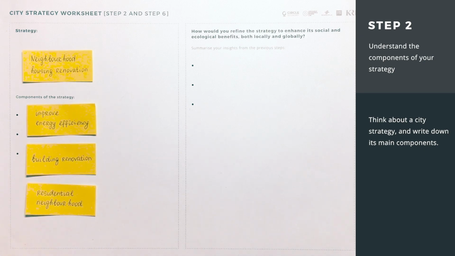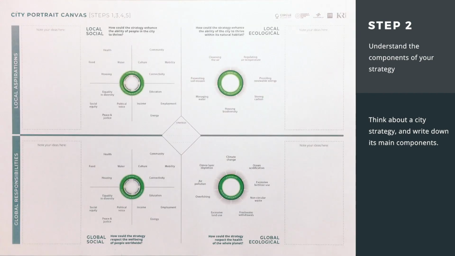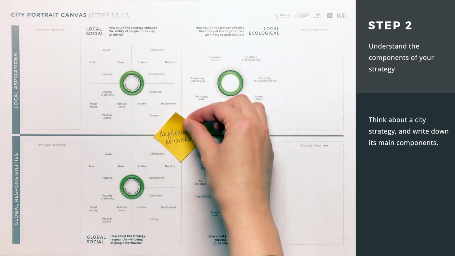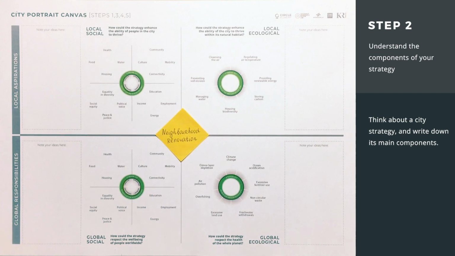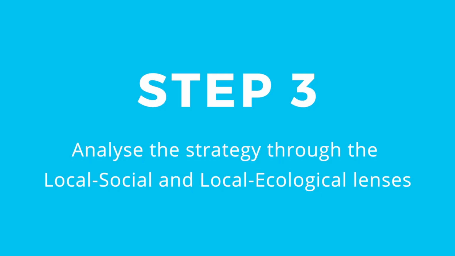Once the strategy is clear, I'll turn to the City Portrait Canvas. And I'll write down the name of the strategy in the middle of the canvas inside the diamond shape. Now I'm going to dive deeper into the potential impacts of the strategy with the help of the four lenses of the City Portrait Canvas. Next, I'll analyse the strategy through the local social and local ecological lenses.